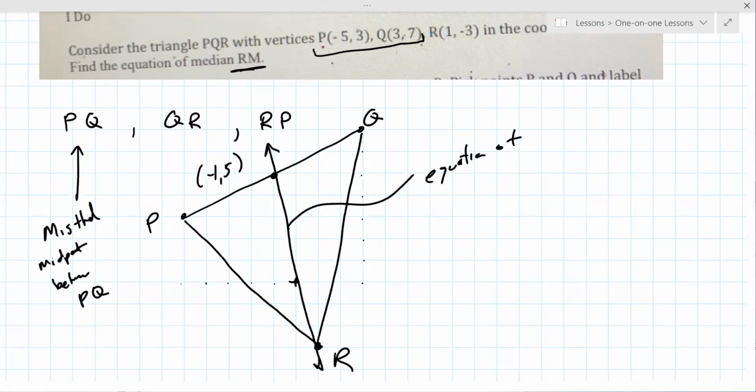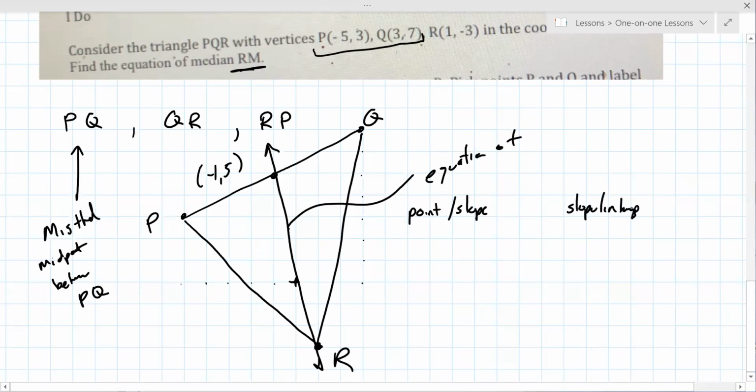I didn't look ahead. Do you know if they want a certain equation of the line? Meaning, do they want point slope form or slope intercept form? Any idea? They said any form. Okay. So whether you're going to use point slope or slope intercept, you have to find the slope.